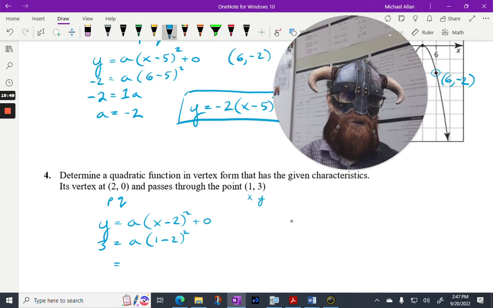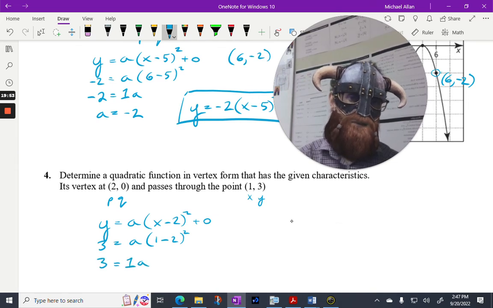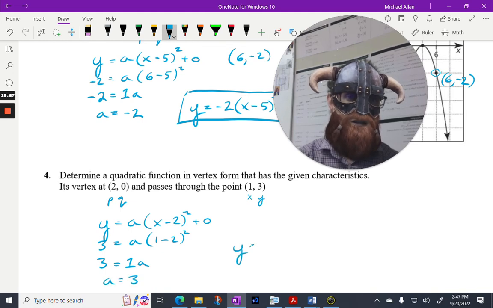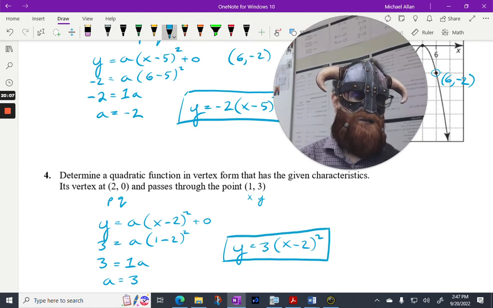1 minus 2 is negative 1. Negative 1 squared is 1a. So a is 3. So my equation is going to be 3 bracket x minus 2 squared. That's it. You don't have to put the plus 0 if you don't want to. If you do, I don't care. Mathematically, it's still right.